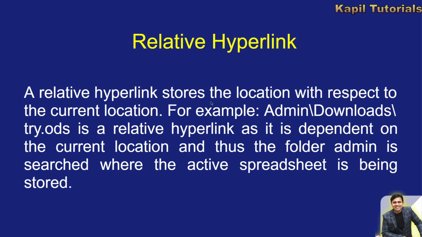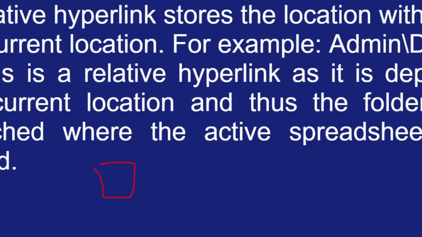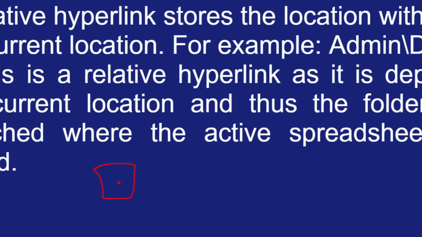A relative hyperlink stores the location with respect to the current location. See, whenever we are creating a hyperlink with any file, we are actually giving the reference to a link, or it could be a full path where that particular file is saved. For example, in a relative hyperlink, we are just directly giving the name of a folder, for example, admin folder, and under it downloads folder, and inside it try.ods file is there. Simply, if I'll tell you, suppose there is one folder, okay, admin.